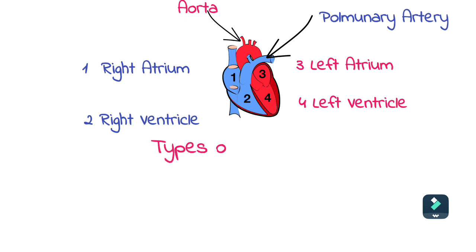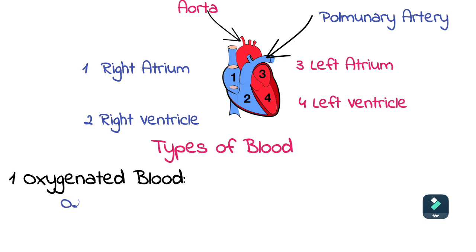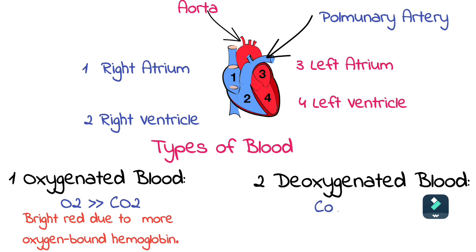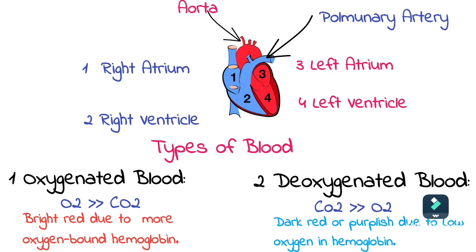Types of blood. 1. Oxygenated blood. Contains more oxygen than carbon dioxide. Appears bright red due to more oxygen-bound hemoglobin. 2. Deoxygenated blood. Contains more carbon dioxide than oxygen. Appears dark red or purplish due to low oxygen in hemoglobin.